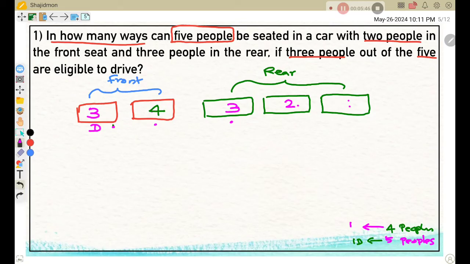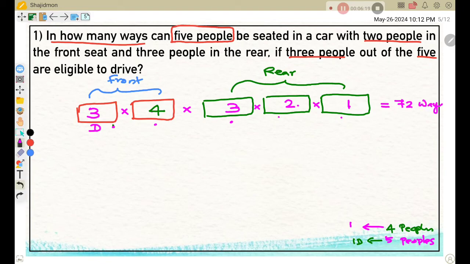And the last seat, how many possibilities are there? 1 possibility, correct? So as per the multiplication rule, which we studied in the counting section 4.1, by using the multiplication rule, totally how many ways can these 5 people sit in the car in the 5 seats? We just multiply these numbers: 3 multiply 4 multiply 3 multiply 2 multiply 1. So we will get the answer equal to 72 ways.